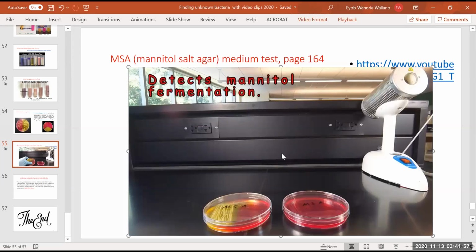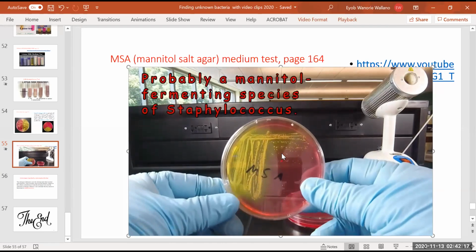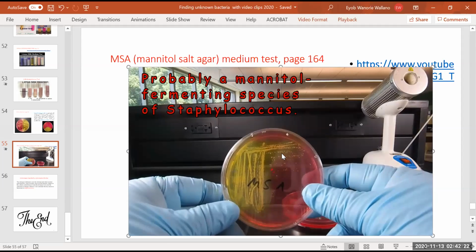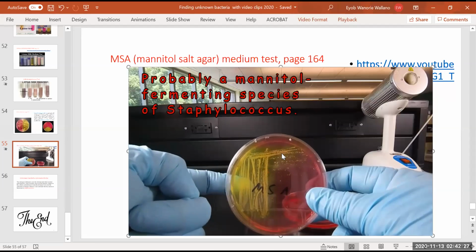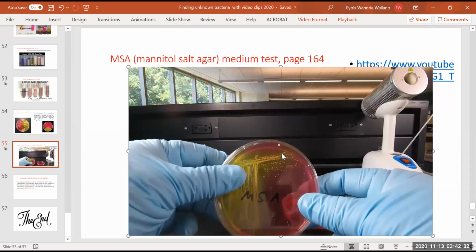In addition, it contains the sugar alcohol mannitol and the pH indicator phenol red. Phenol red, as we learned earlier, is red at a neutral pH but turns yellow at an acid pH if fermentation of mannitol occurs. So we see that the organism on the left ferments mannitol. It grows on the high salt concentration of the mannitol salt agar, indicating it's probably a Staphylococcus, and also it's fermenting mannitol. The acid end products are turning the phenol red yellow.